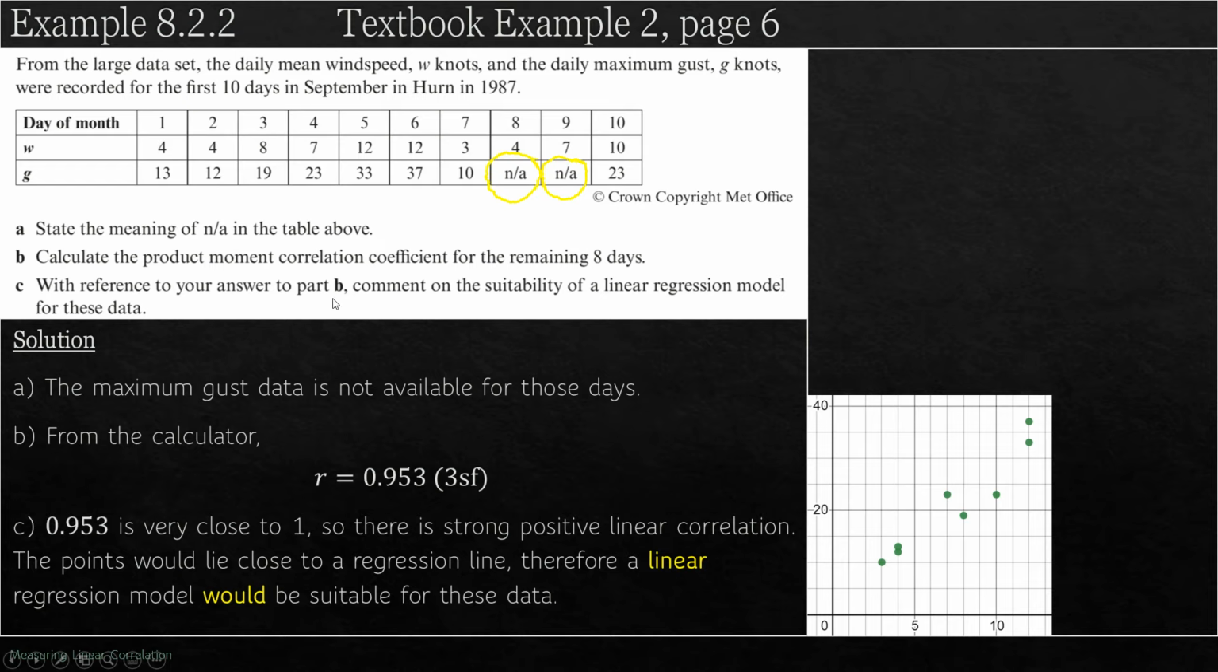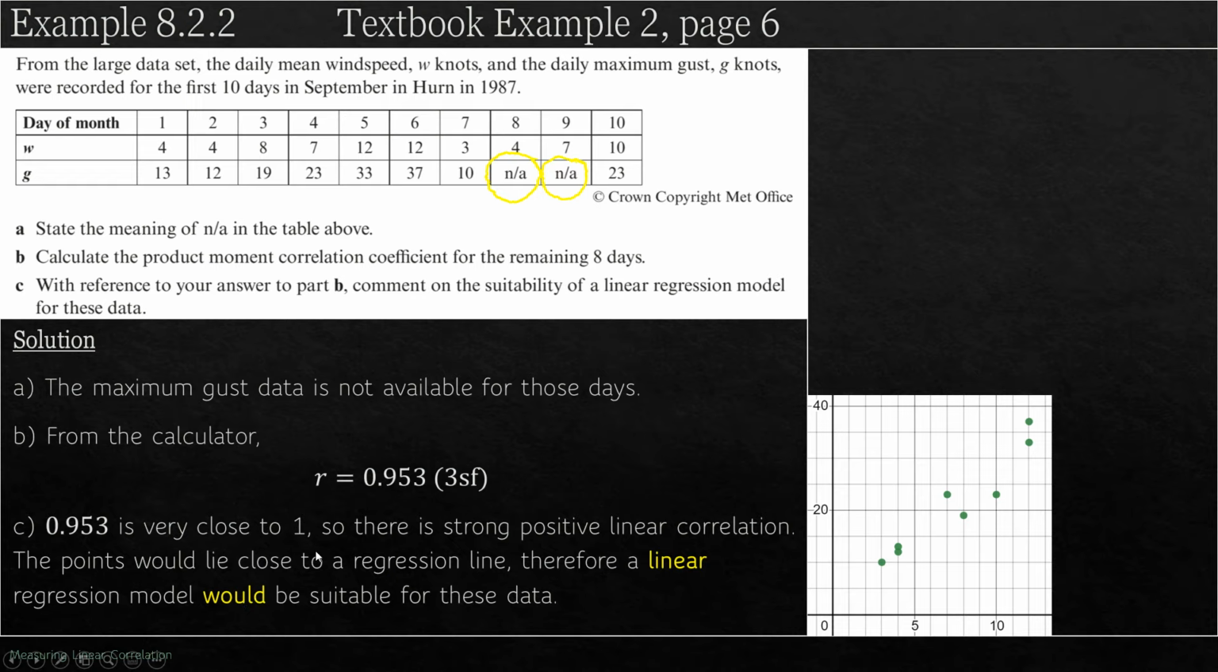Now part C, with reference to your answer to part B, so you must link back to this, comment on the suitability of a linear regression model for these data. So would a linear model be suitable? Well, since this is incredibly close to 1, there's very strong positive linear correlation. So it's not quadratic or any other type of correlation, it is linear correlation because that's what r measures. So that means the points would lie close to a regression line. Remember, a regression line is simply a line of best fit. Therefore, a linear model, yes, it would be suitable for these data.